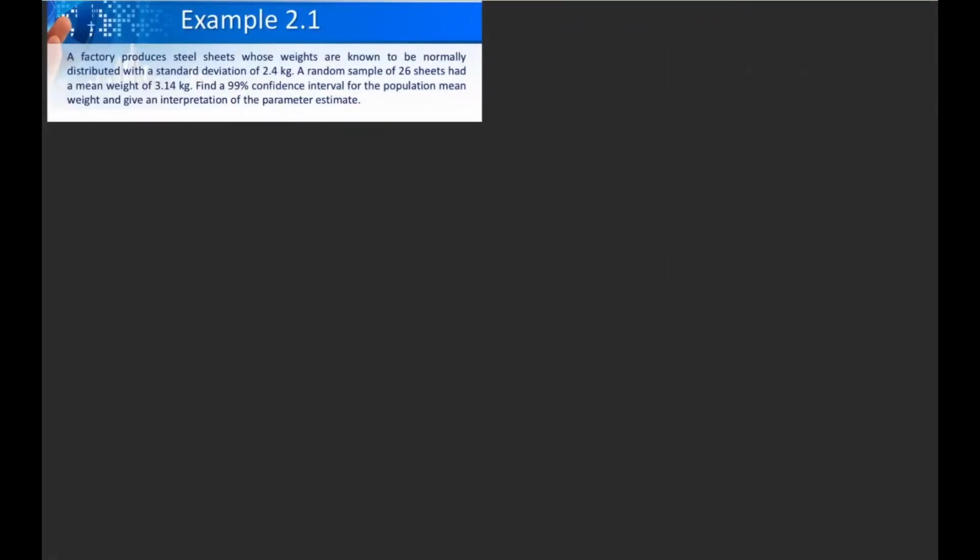Alright, let's try example 2.1. So we do it together one by one. A factory produces steel sheet whose weights are known to be normally distributed with a standard deviation of 2.4 kilogram. A random sample of 26 sheets had a mean weight of 3.14 kilogram. Find a 99% confidence interval for the population mean weight and give an interpretation of the parameter estimate.